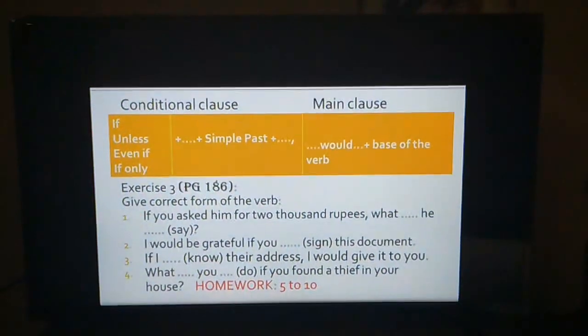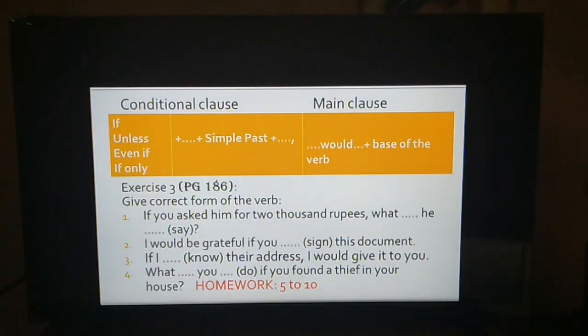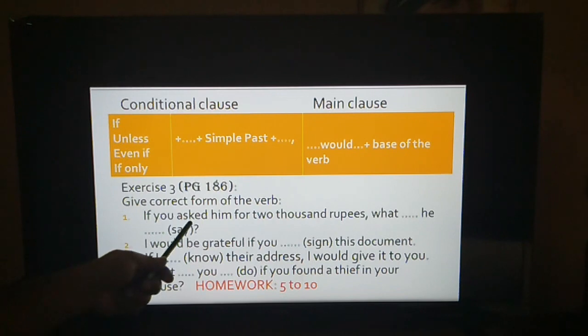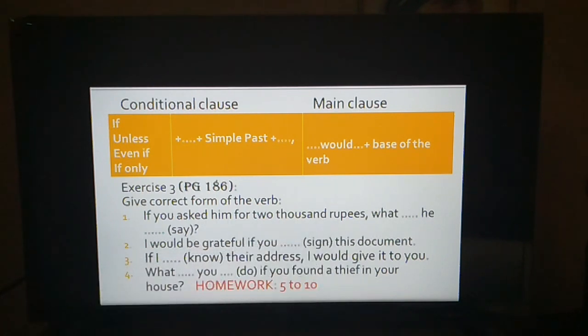So first one is, if you asked him for 2000 rupees, what does he say? What is the form of tense there? What would he say? Simple past. In the if clause, simple past is used, and we know in the main clause we have to use would. What would he say?